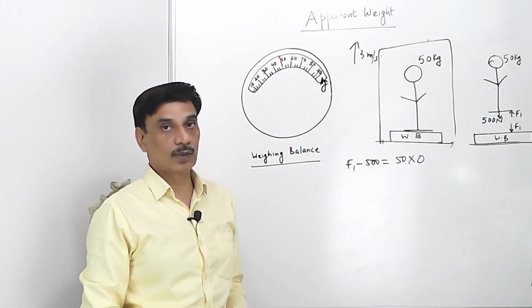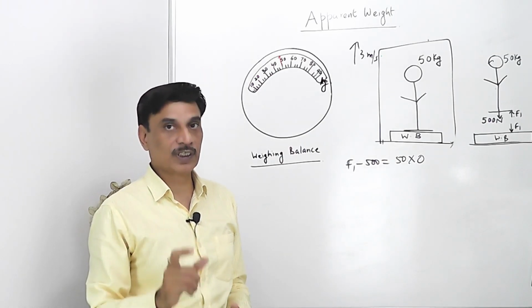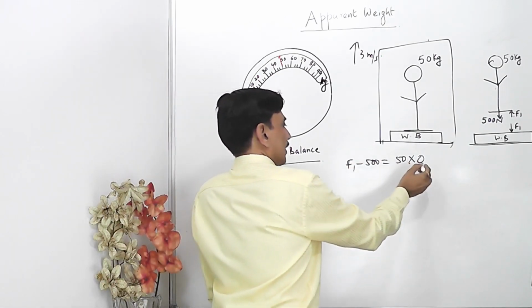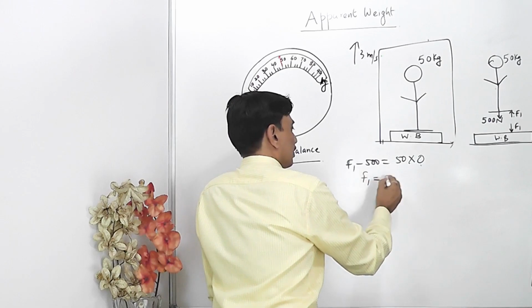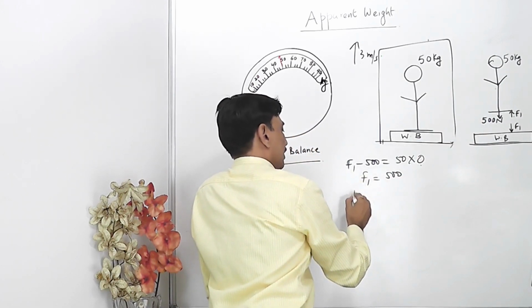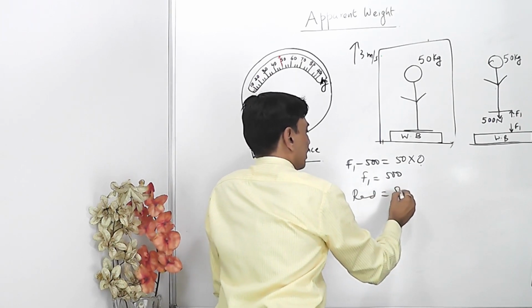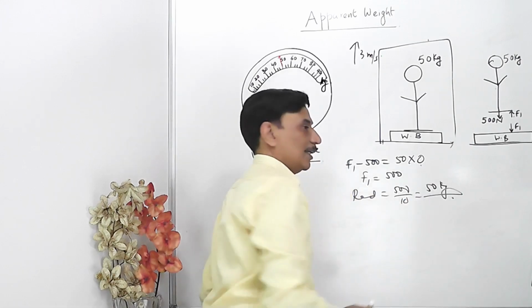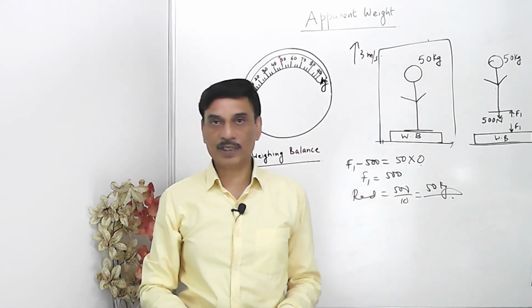If it is going up or down with a constant velocity, it means acceleration is equal to 0. If acceleration is equal to 0, then F1 is going to be 500 Newton only, and the reading is going to be 500 divided by g, that is 50 kg only, whether the lift is going up or coming down.